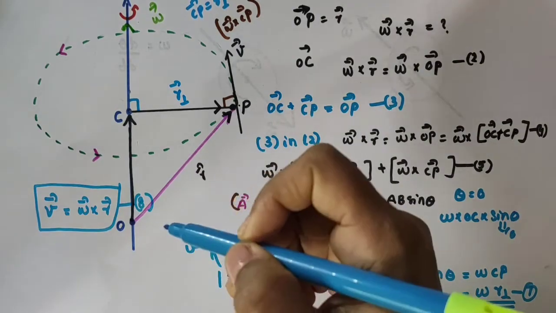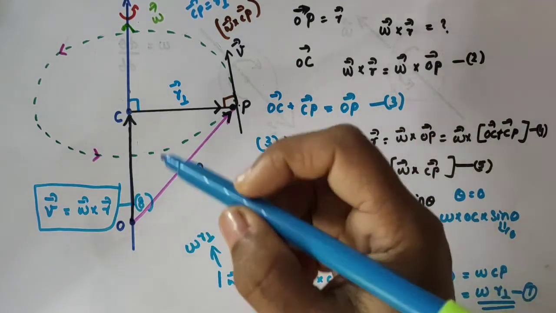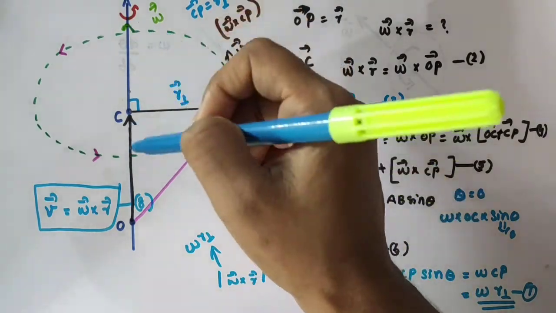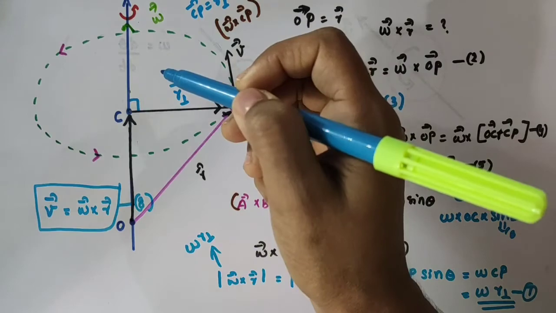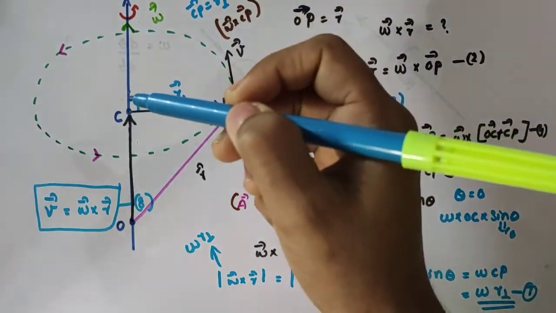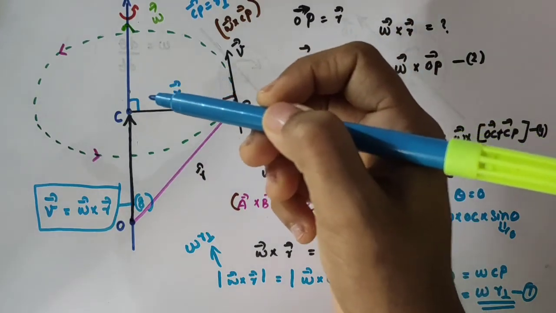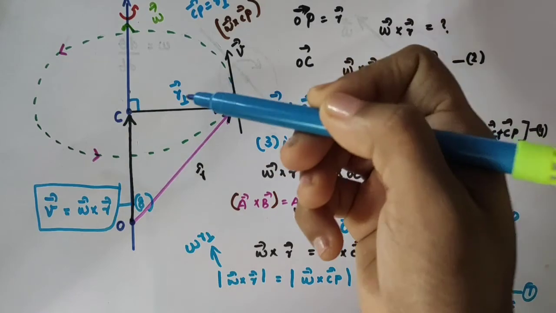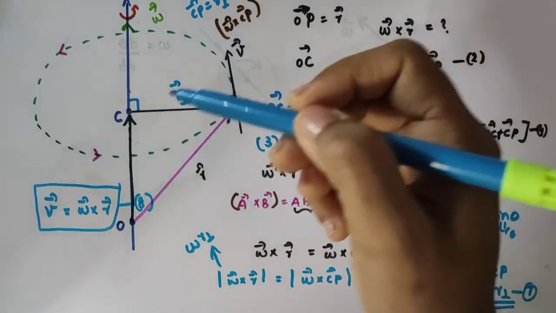For rotation about a fixed axis, the direction of vector omega does not change with time if the axis of rotation is fixed. Its magnitude may change from instant to instant, but its direction does not change. But in general cases, both the magnitude and direction of vector omega may change from instant to instant.